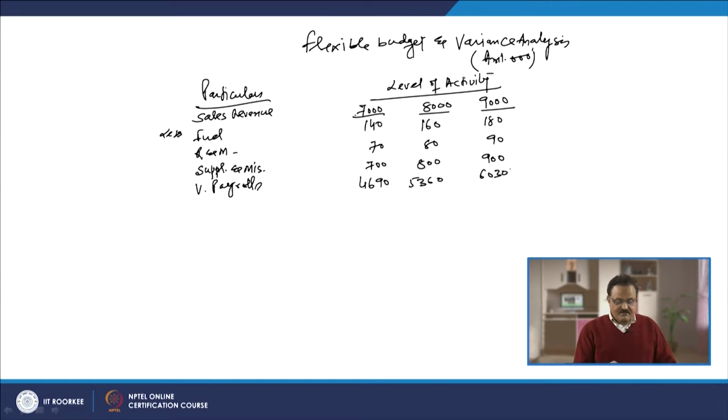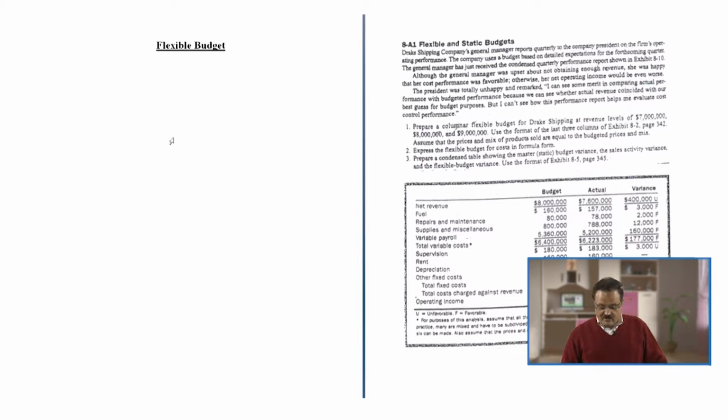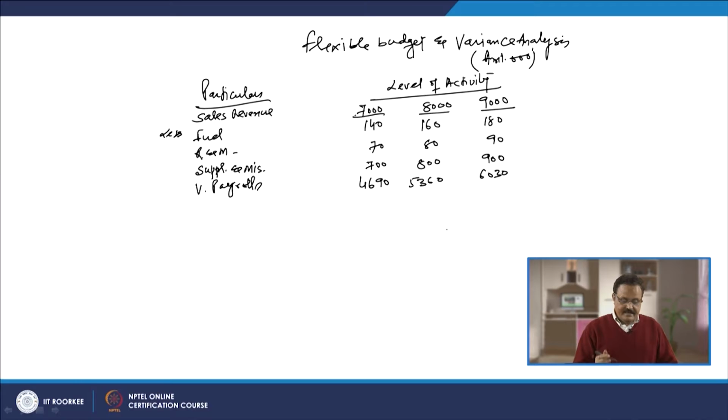And is there anything left? Fuel, repair and maintenance, supplies and miscellaneous, variable payrolls. So, almost we have taken everything. Here also only the 4 things are given. And what is the total variable cost? You total it up. We are taking it up as the total variable cost, and how much is the total variable cost for this level?